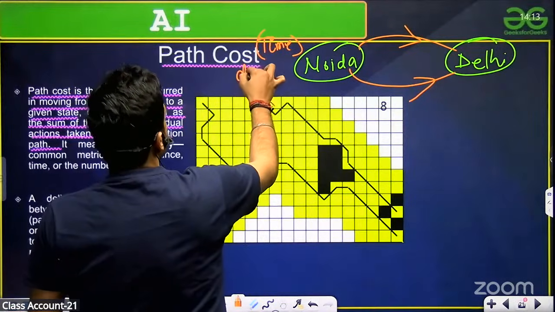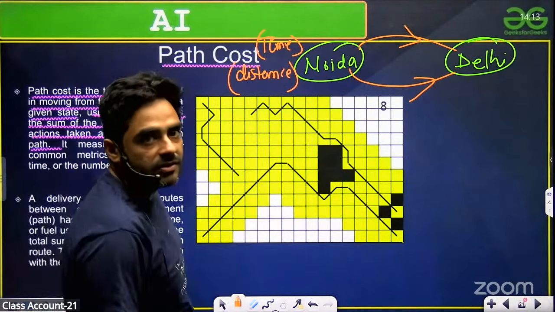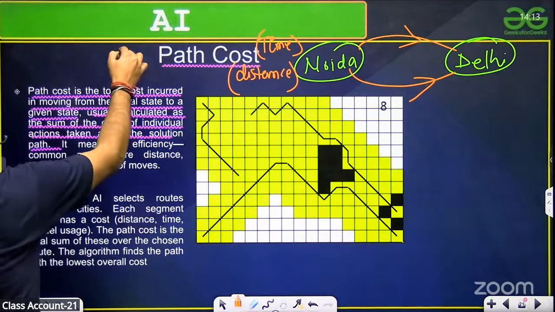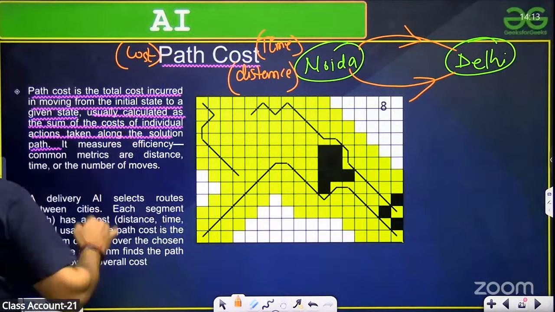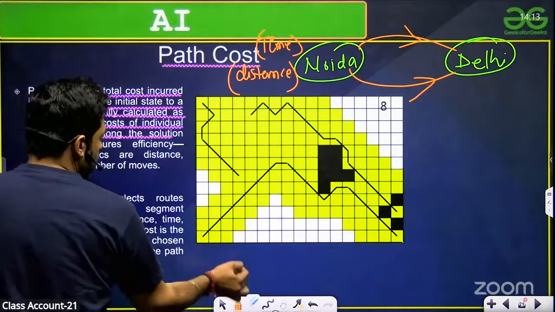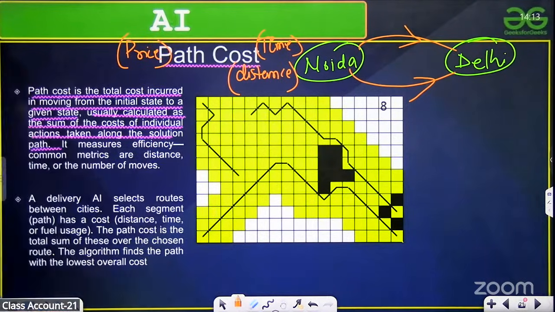Then what would be path cost? That would be measured in terms of what? In terms of distance. I want to reach from Noida to Delhi in the shortest cost. So then path cost would be traveled in shortest price. Okay, I'll just write it price. So in the shortest price, that means path cost would be calculated in terms of price.